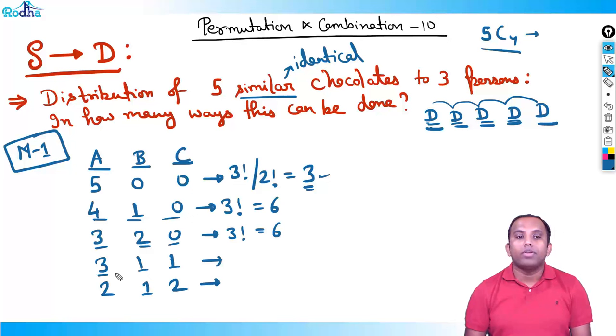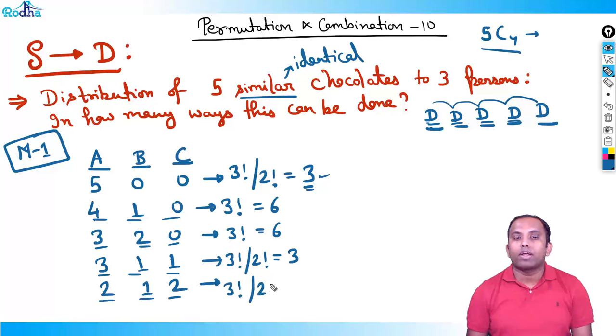Okay, 311. Again, distribution of 3 things to 3 persons where 2 are alike, 2 are same, right? So 3 factorial upon 2 factorial. How much is it? Again 3. 212, again 2 are same, so 3 factorial upon 2 factorial, that is again 3. So you add it here: 3 plus 6 plus 6 plus 3 plus 3. What is the answer? Answer will be 21, right? So the answer for this question will be 21.